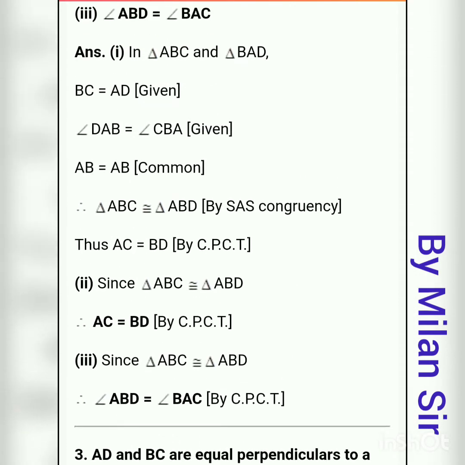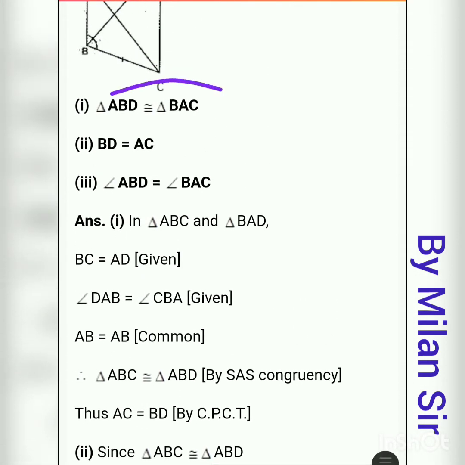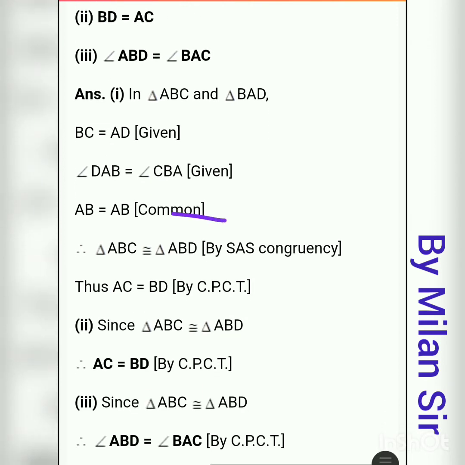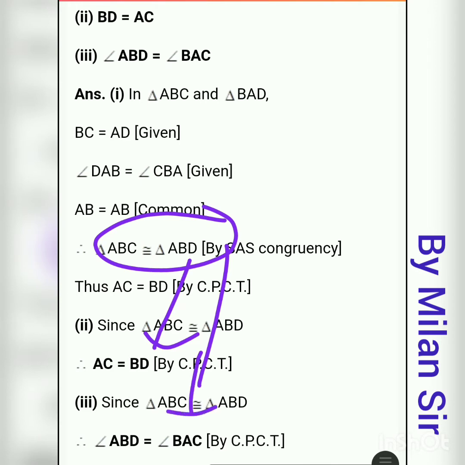So first of all, what we need to do here? First of all, prove that these two triangles are congruent. One side is common, it is given in the equation. One angle is common, that is also given in the equation. After that, the third side is the common side. So by using side angle side, we can say that these two triangles are congruent, and by using CPCT, we can prove AC is equal to BD and angle ABD is equal to BAC. Why? Because we know that all three sides are the same as the other triangle's sides, and all three angles are the same as the other triangle's angles.